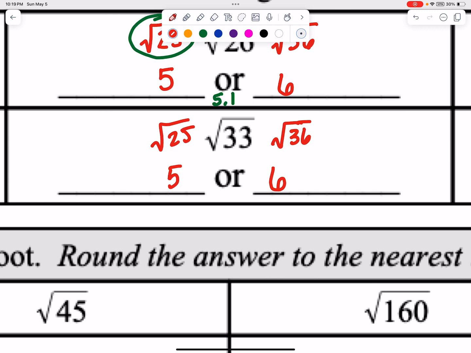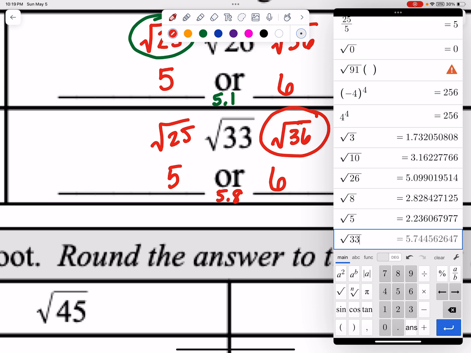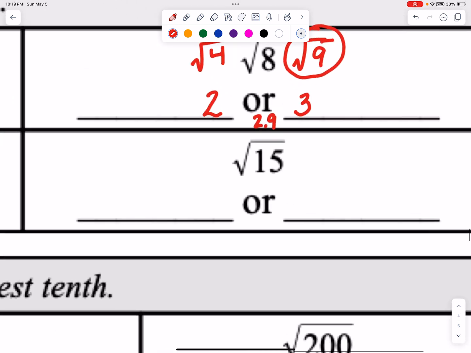So what are we closest to? We're definitely closer to here, but we're not like crazy close. So between 5 and 6, I'm going to say the answer to the square root of 33 is maybe 5.8 is my guess. So let's see. Square root of 33, 5.74, pretty darn close. Okay, all right, let's go ahead and try this one.